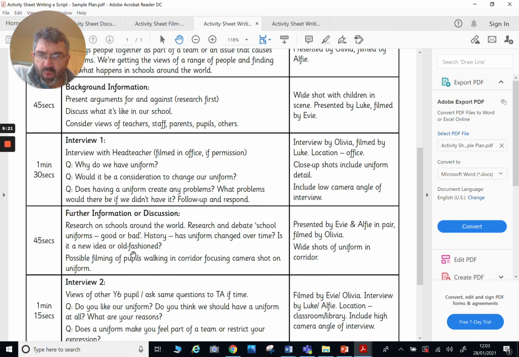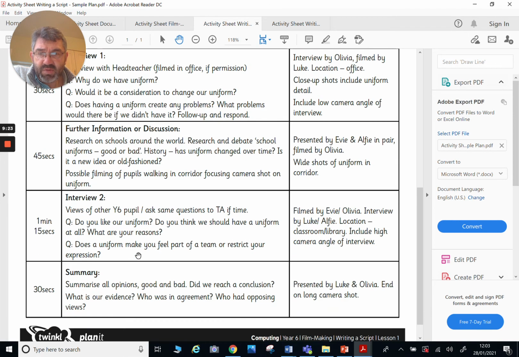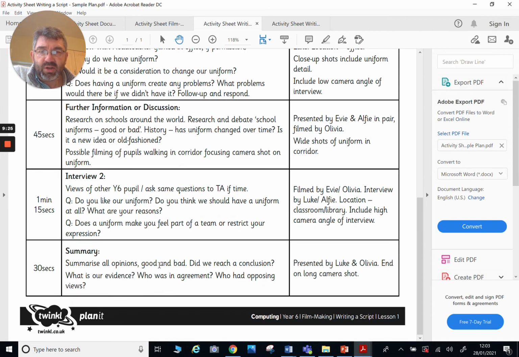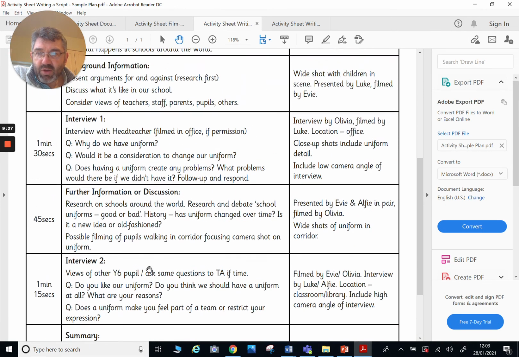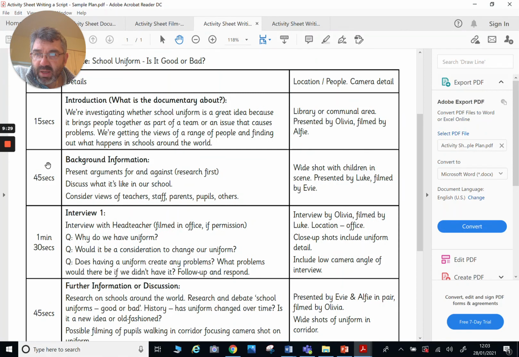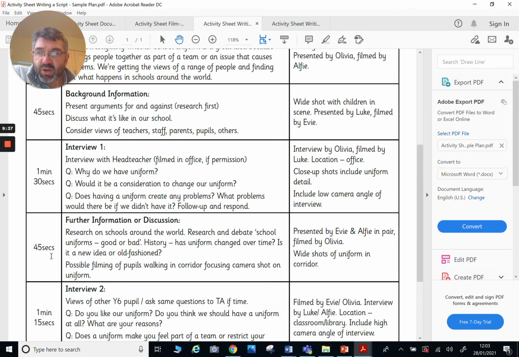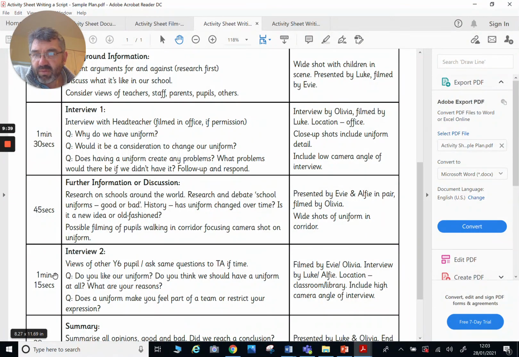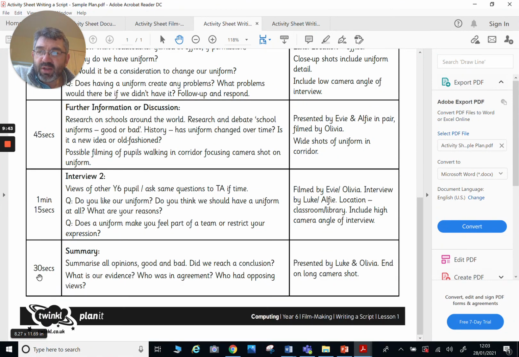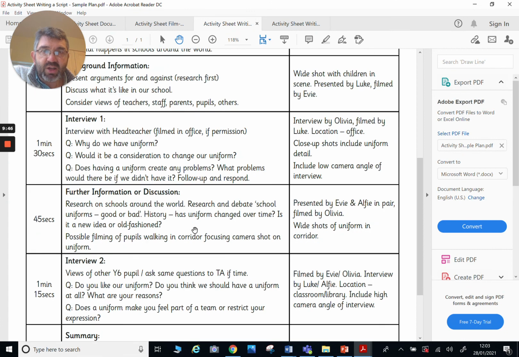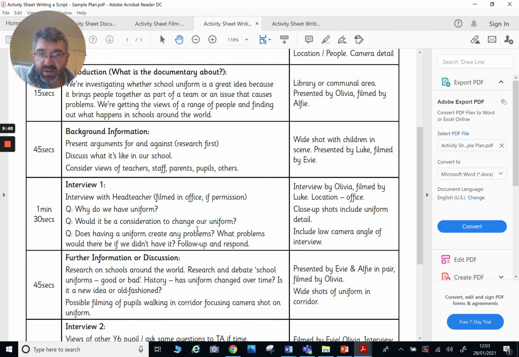Then there's some more discussion. Then there might be another interview. Then you'd summarize it and close it all off. But if you notice, the whole thing is probably less than 5 minutes. 15 seconds, 45 seconds, 1 minute, 1 minute, 2 minutes, 2 minutes, 30 seconds, 3 minutes, 15 seconds, 4 minutes, 15 seconds, 4 minutes, 30 seconds, 30 seconds at the end, 5 minutes in total. It's very short. Have a bit of fun with it, see how it goes.